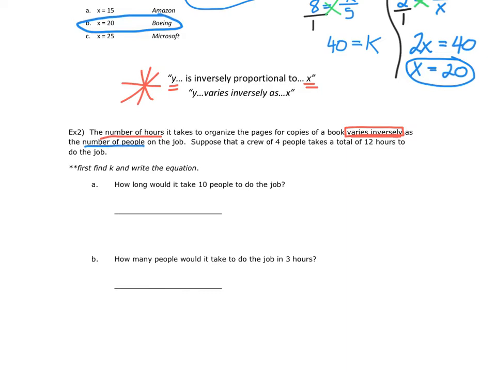So we've got our x and our y. Remember back up here, y varies inversely with x, or y is inversely proportional to x. So the number of hours is the y, and the number of people is going to be the x that we deal with. All right, so now we're given some numbers. Suppose that a crew of 4 people take a total of 12 hours to do the job. We're going to figure out how long it'll take 10 people to do the job.